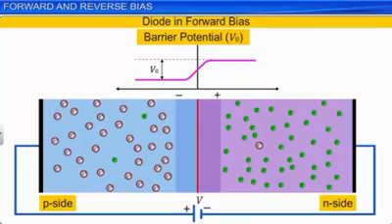When a p-n junction diode is in forward bias, the potential of the p side is raised, and now the p side is at a higher potential and the n side is at a lower potential.